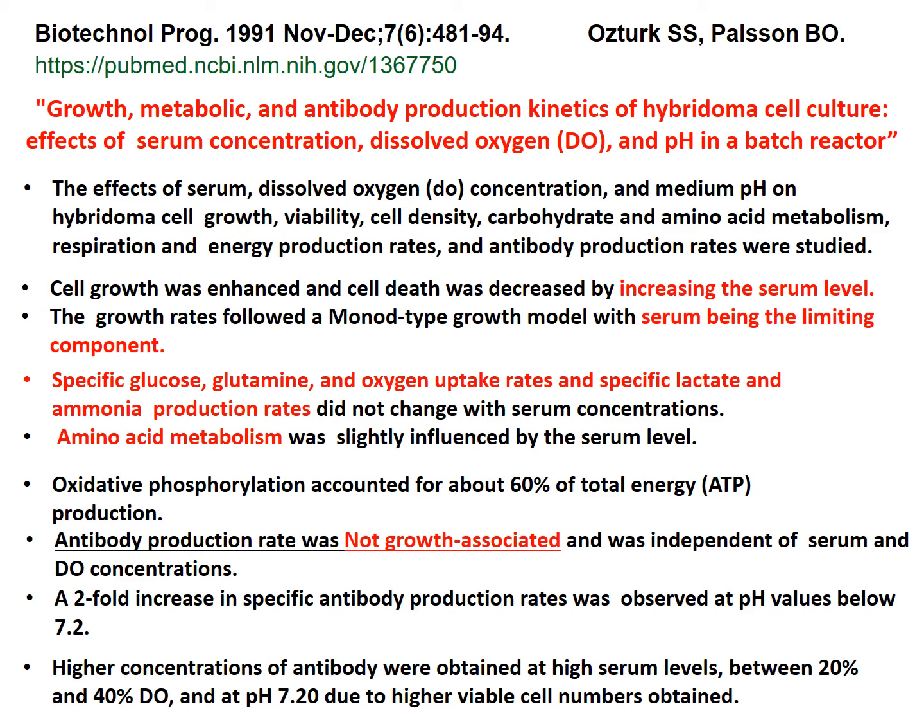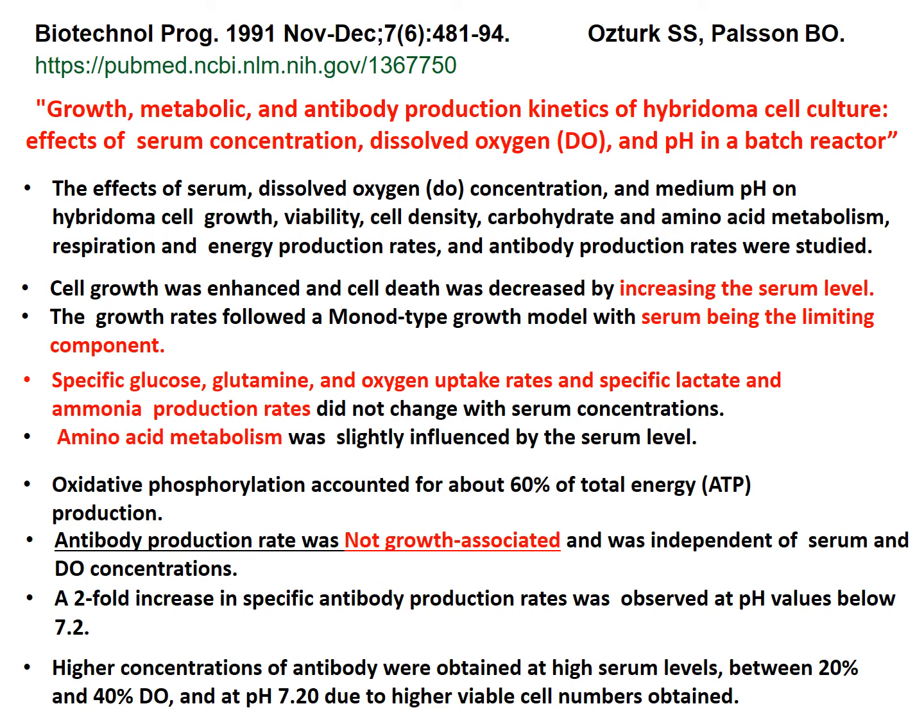So we want to make sure the cell growth rate is lower. This is why we go into the stage of non-growth associated by controlling some of these parameters. However, the antibody production rate is not dependent on the serum and DO, but somehow it depends on the pH. When the pH gets below 7.2, the antibody production rate can be increased by twofold. Okay, so a lot of different observations can be obtained by adjusting these major parameters.